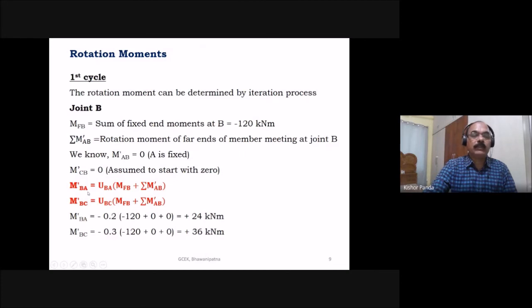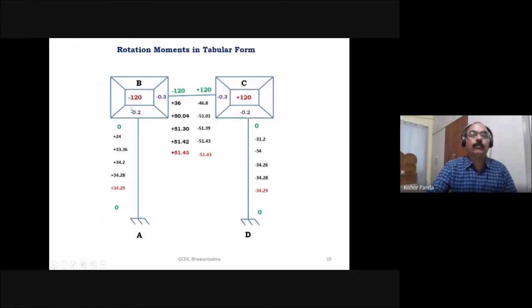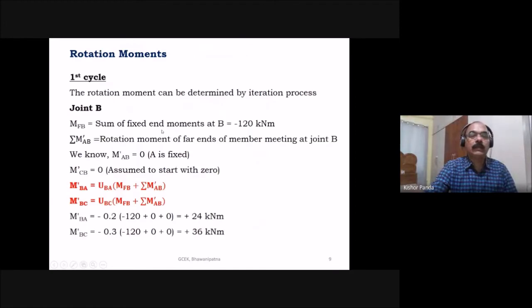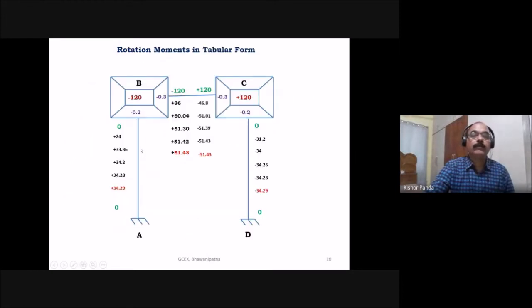Then this is the formula: M dash BA is equal to UBA into MFB plus the summation of M dash AB, the sum of the far end rotation moments. Similarly, M dash BC is equal to UBC into MFB plus the sum of the far end rotation moments. So M dash BA: UBA is minus 0.2, the fixed end moment of joint B is minus 120, and the far end rotation moments are 0 plus 0. So this is equal to 24 kilonewton meter. Put the near end rotation moment 24 kilonewton meter here.